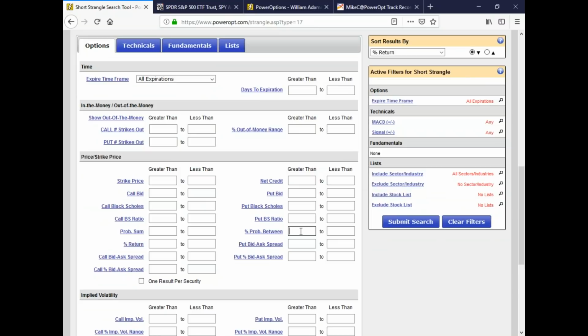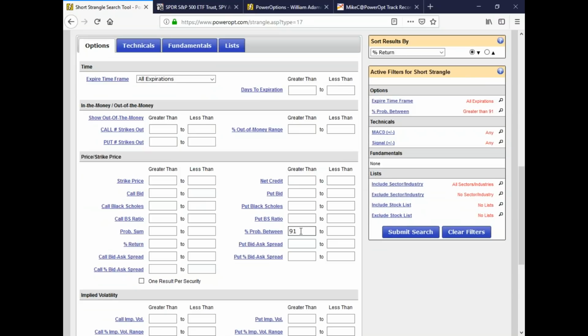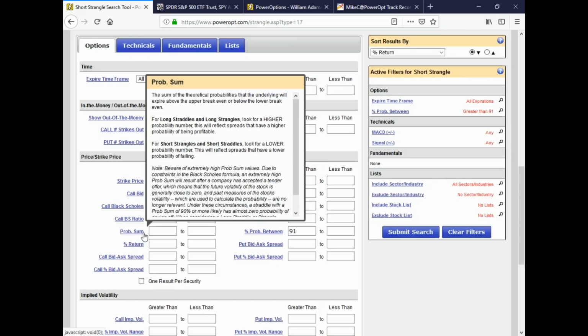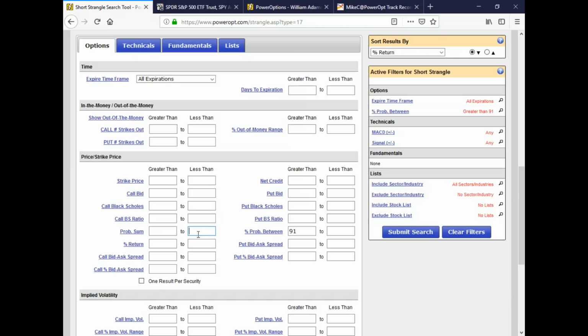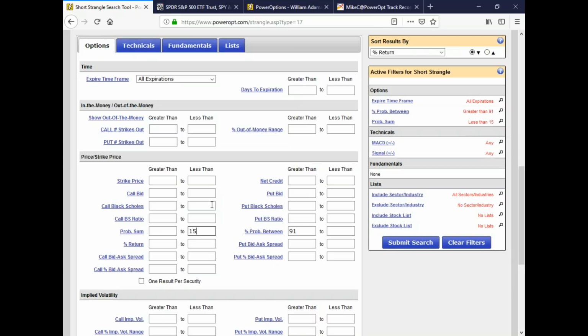So it'd be probability of greater than 91. Try that, and I want a probability sum. I'm going to say less than, I want to say 10, but I'm going to push it up to 15.